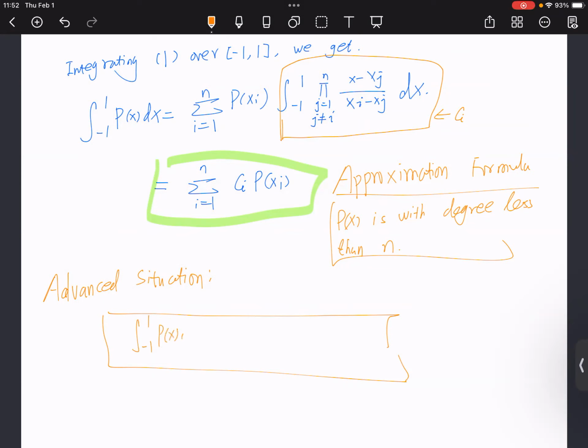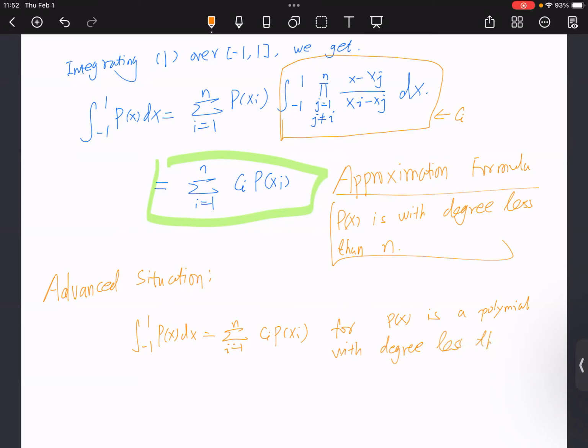We want to prove the integral from -1 to 1 of p(x) dx. So now we want to prove that we actually have an equal sign here. We have the formula, but we want to prove that it works for p(x), a polynomial with degree less than 2n, which means that the maximum degree could be 2n minus 1. So now let's take a look.